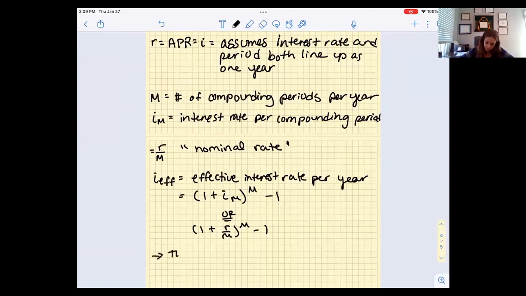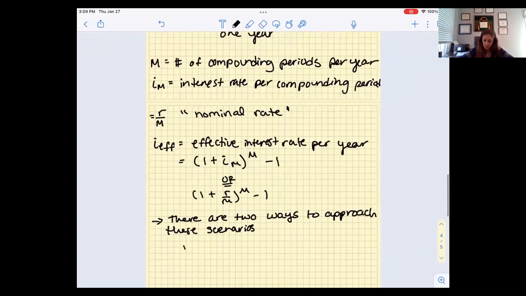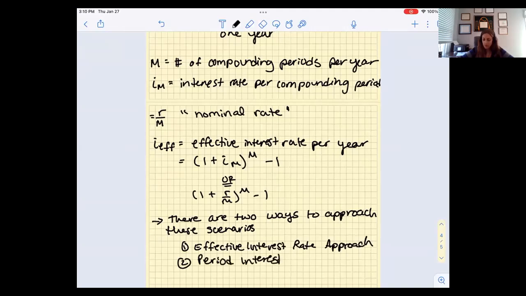So there are two ways to approach these scenarios. The first is the effective interest rate approach, or second is the period interest rate approach.